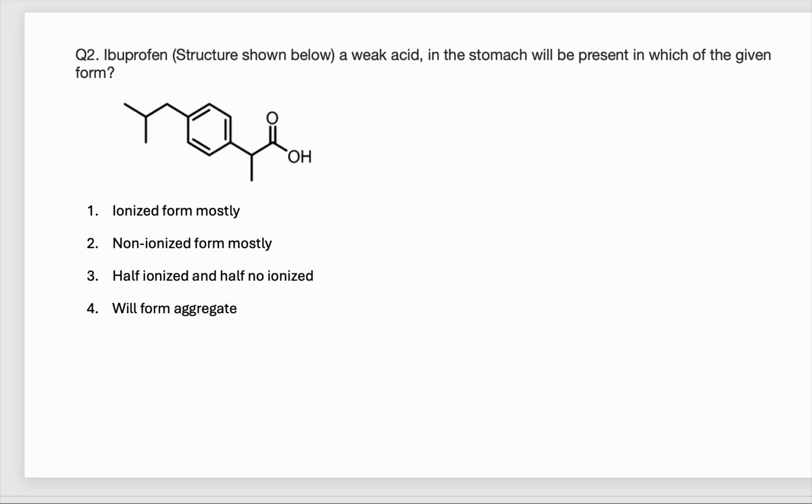Ibuprofen, as shown in the figure, is a weak acid. In the stomach, it will be present in which of the given forms? They have given four options. Ionized form mostly, second is non-ionized form mostly, third is half ionized and half non-ionized, and the fourth is it will form aggregate.